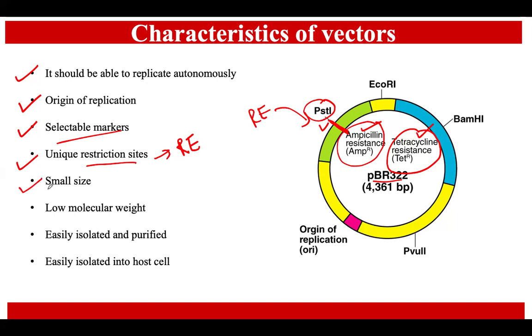A vector must also be small in size, it must have low molecular weight, it must be easily isolated and purified, and it must be easily introduced into the host cell.